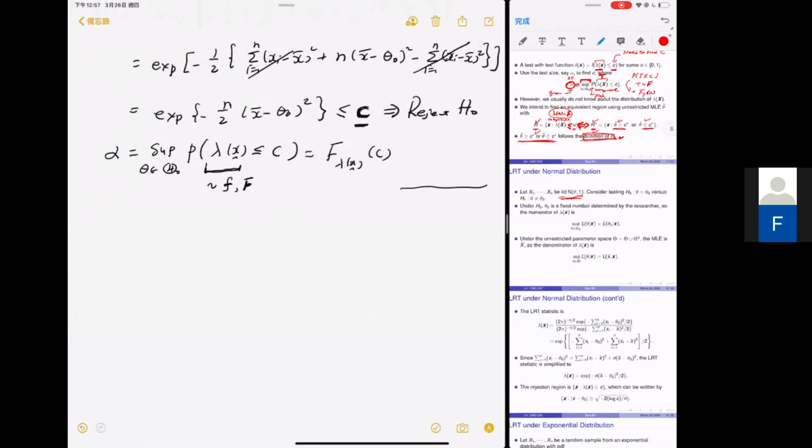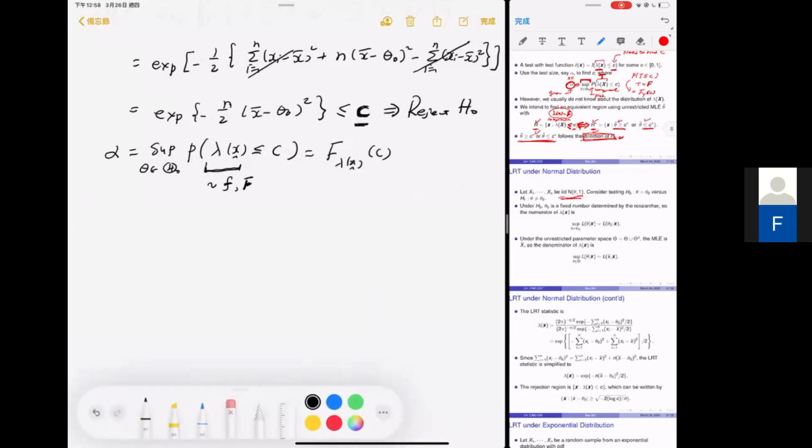For example, if lambda x actually follows a normal distribution, say this guy right here. This is c, this is alpha. If I know this is normal, then c is nothing but z alpha. Got it? But the point is, it's not going to be normal, so I'm taking this out. Look at this lambda x right here.